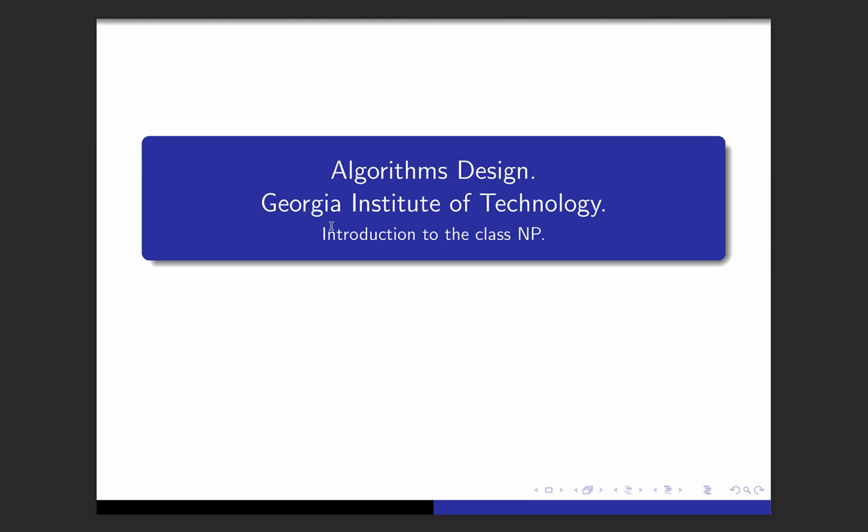To do that, we're going to precisely define the class NP and the class P. We're going to talk about the famous question of P equal NP. And we're going to talk about how we can, in a very precise way, name a problem to be hard from the computer science point of view.